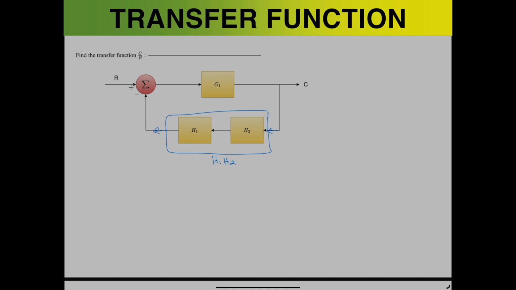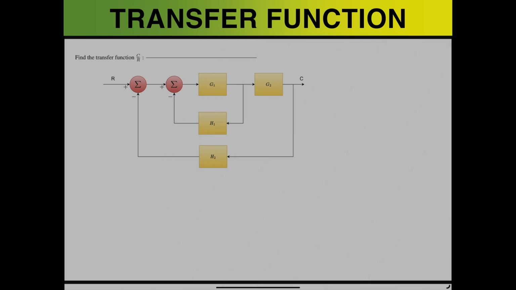Now, C over R becomes the forward path G1 divided by 1 plus the forward path G1 times the feedback, which in this case is H1H2. This simply is the transfer function of this system.